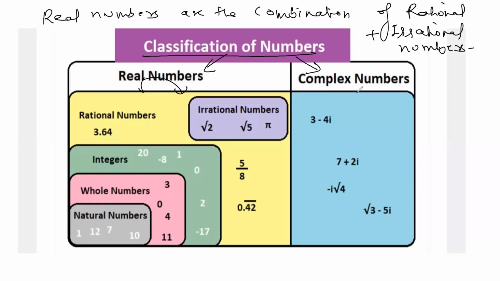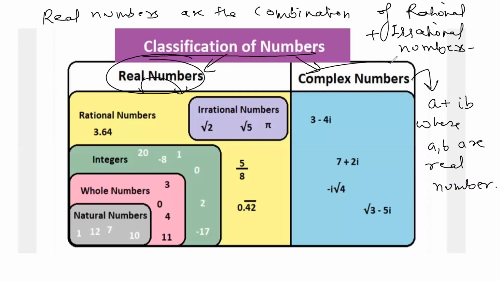Now the second type is the complex number. Complex numbers are those which can be written in the form of a plus iota b, where a and b are real numbers. Okay, they are real numbers. Is that clear, everyone? So in your universe, there are two types of numbers. One is the real number and the second one is the complex number.